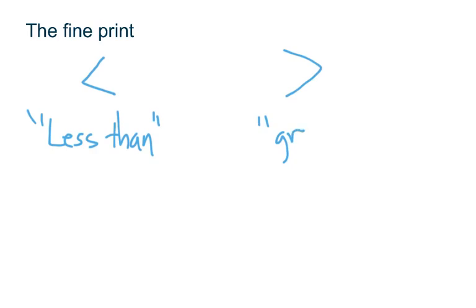Now, let's talk about the fine print, some of the details here. We have to understand what's going on with the inequality symbols. First, I want to go over something that students sometimes struggle to remember: which one is which. The one on the left is less than, and the one on the right is greater than. Sometimes students struggle to understand how to even say this, and if you can't say it, it's hard to do some of the problems.